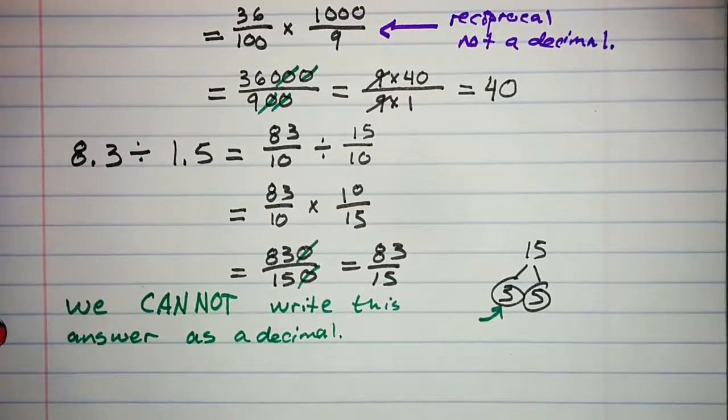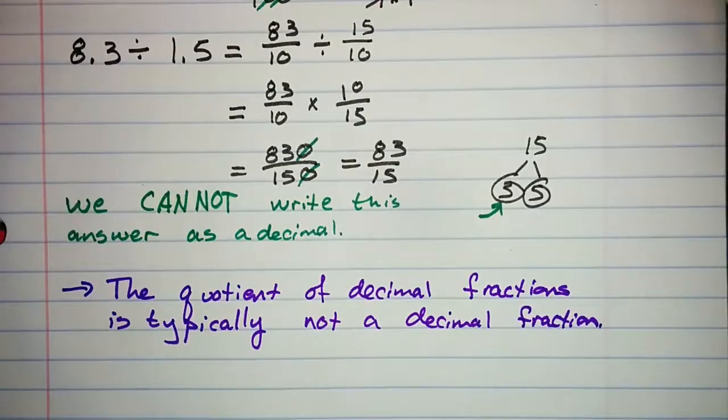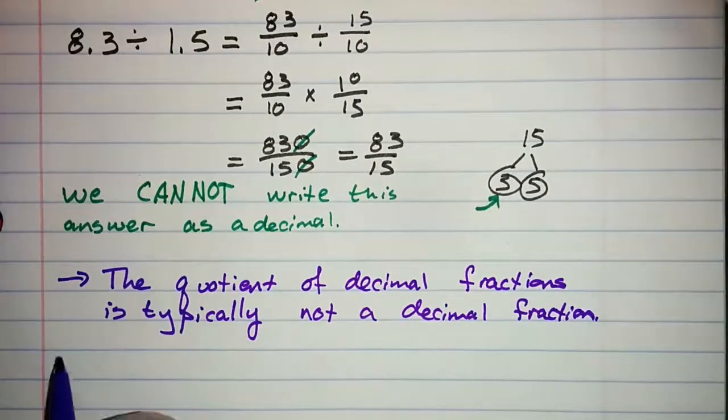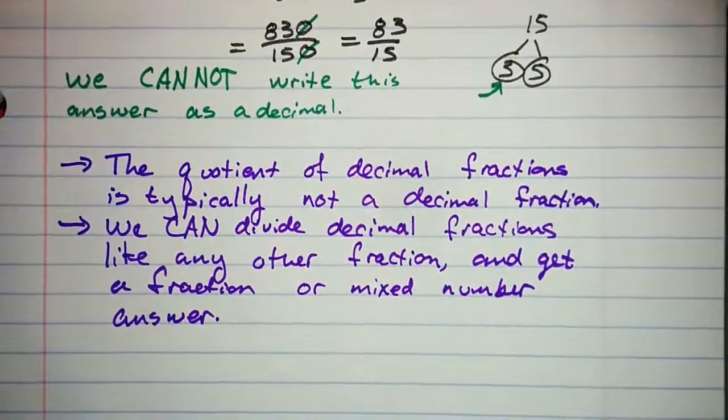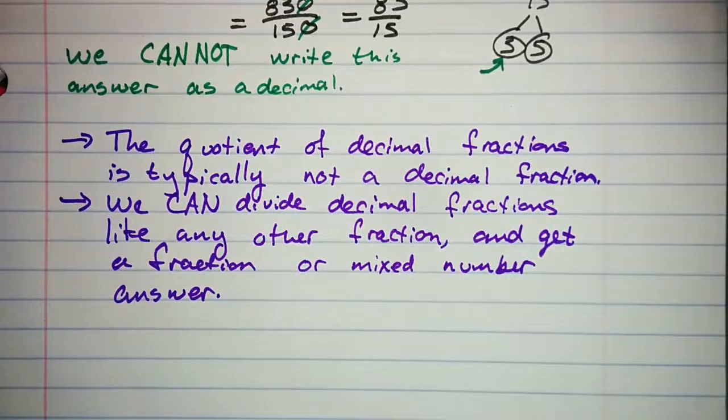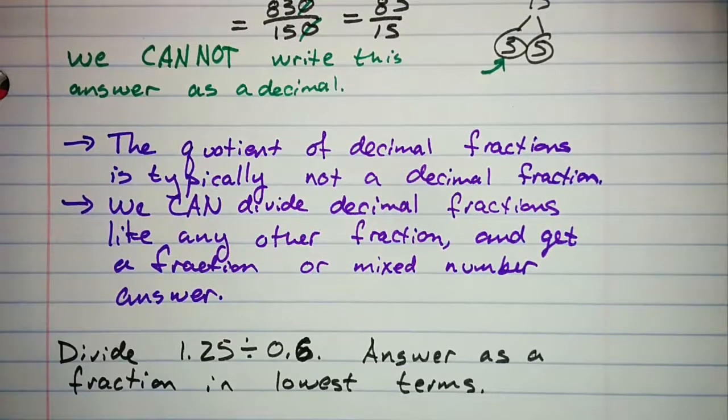What does that mean? Two things. First, that the quotient of decimal fractions will typically not be itself a decimal fraction. But at least there's good news. We can at least divide decimal fractions like we would any other fraction, and get a fraction or mixed number for an answer. I'm going to have you try one of those. Divide 1.25 by 0.6 and answer as a fraction in lowest terms. Pause the video and try this now.